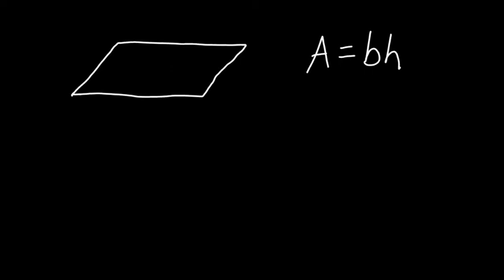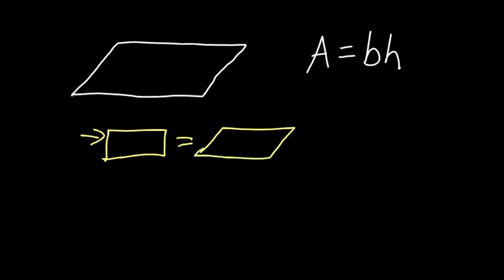Okay, here we have a parallelogram. One way to easily think of a parallelogram is a rectangle that has been slanted slightly. So it becomes something like this. It is basically just a slanted rectangle.